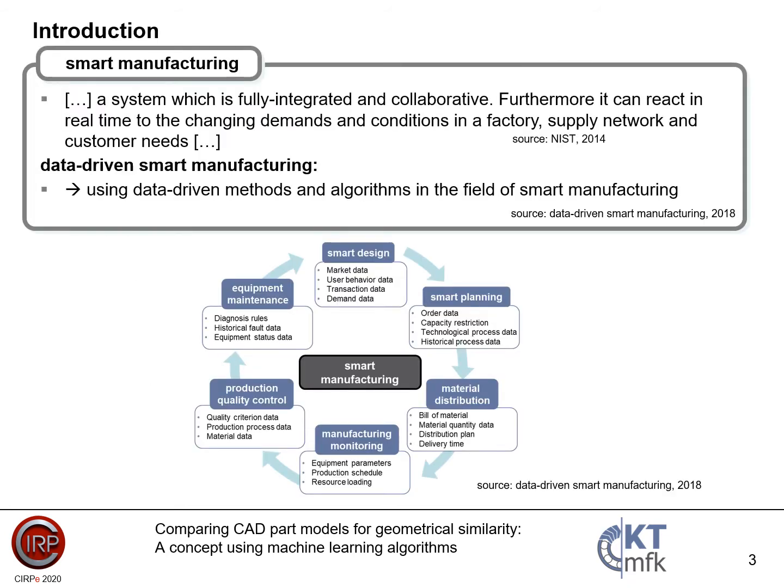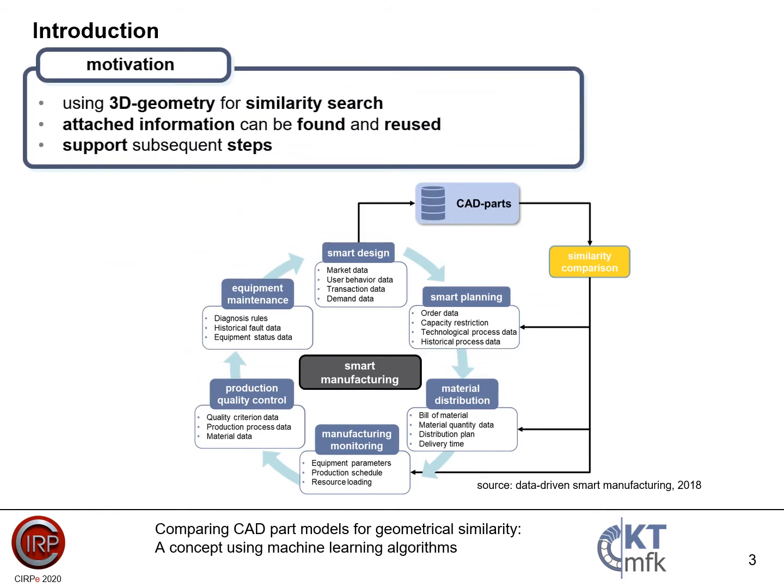The whole concept is located in the field of smart manufacturing, which is defined by the National Institute of Standards and Technology as a system which is fully integrated and collaborative and can react in real time to changing demands and conditions in a factory, supply network, or customer needs. This definition has been expanded to data-driven smart manufacturing with the idea of using data-driven methods and algorithms in the field of smart manufacturing. And now the application of these new data-driven tools is the motivation for this concept.